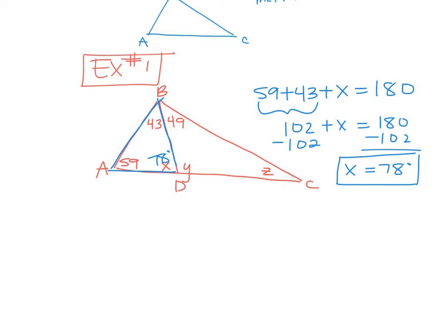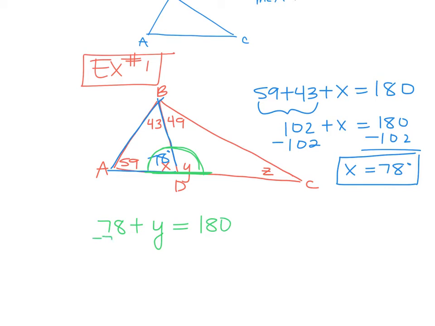Okay, so x is 78. How do I find y right now? Do you see it? Yeah, Jerry. Right, so this is forming a straight line right now. This is a linear pair, right? So these 2 angles have to equal 180. So you're going to say 78 plus y should equal 180.